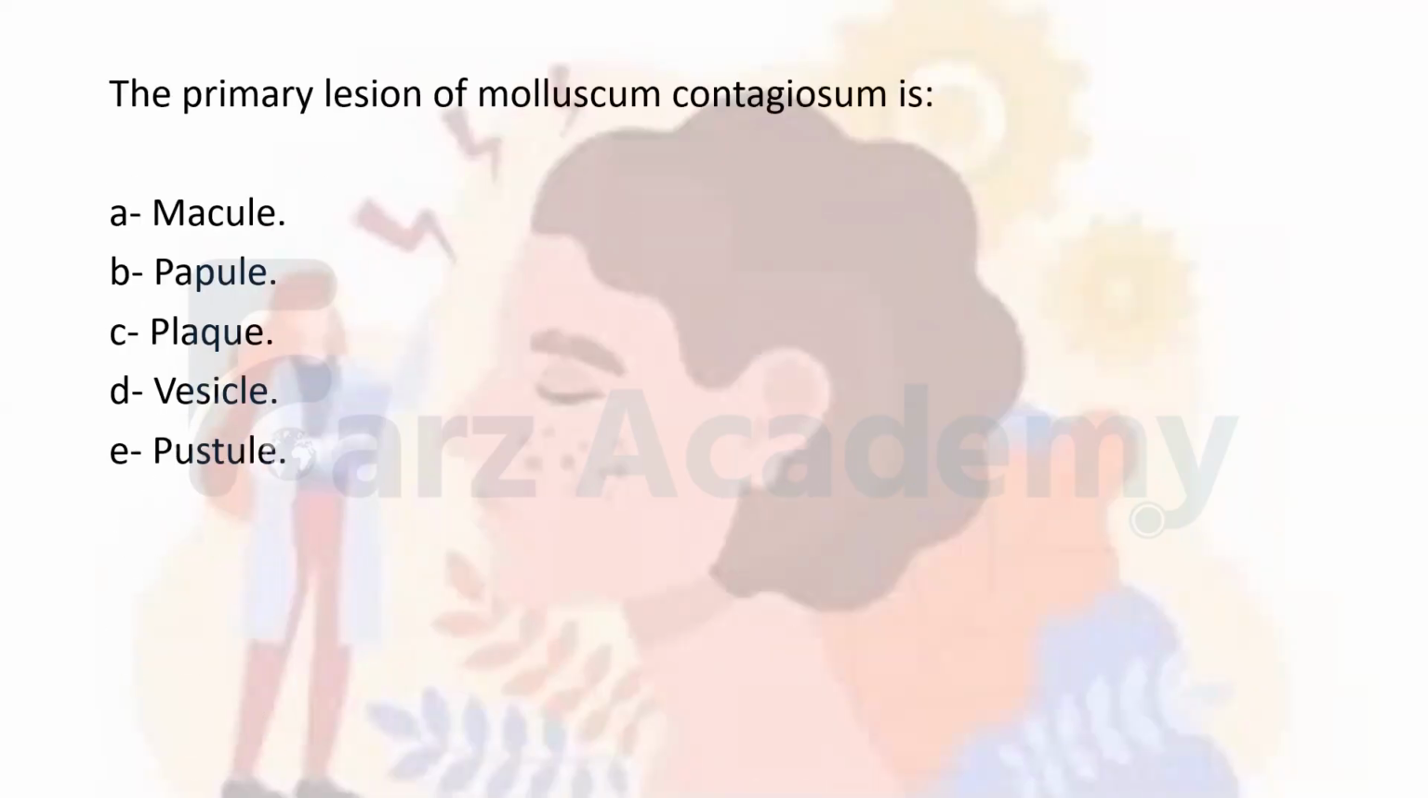So the primary lesion of molluscum contagiosum is: option A, macule; papule; plaque; vesicle; and pustule. No, molluscum contagiosum is a papule. It is an umbilicated papule. So you will see reddish papules with central umbilication.